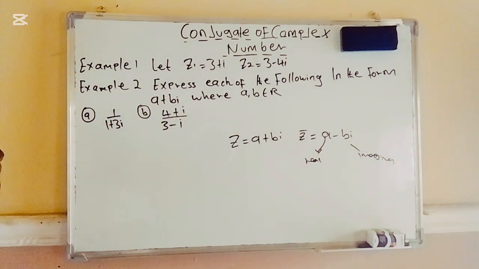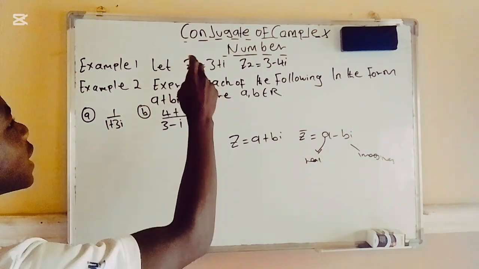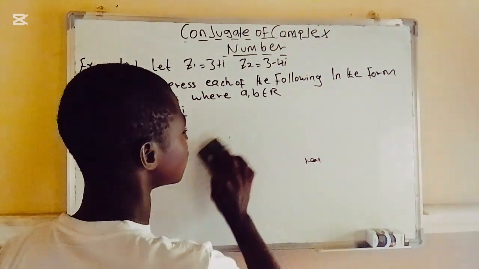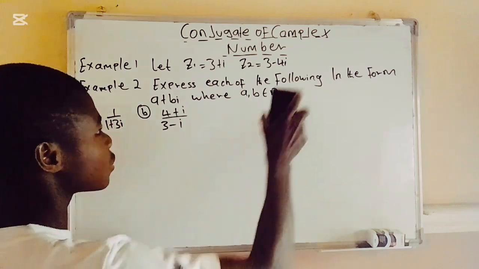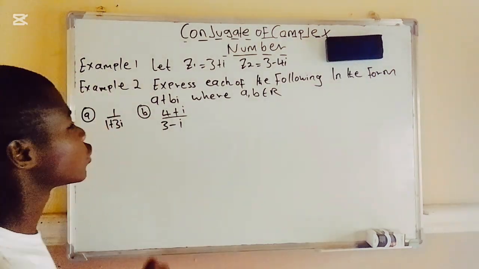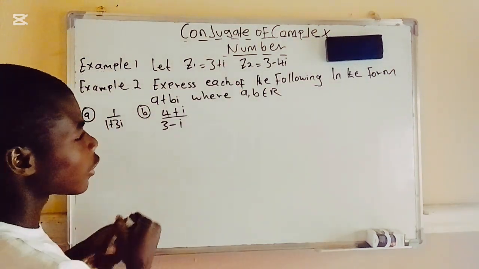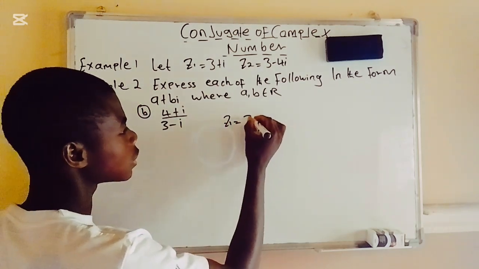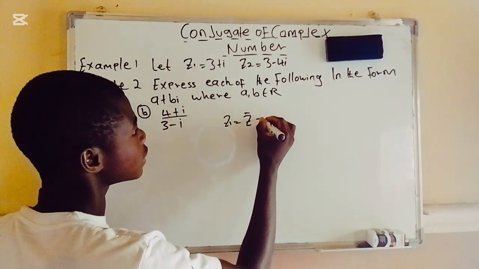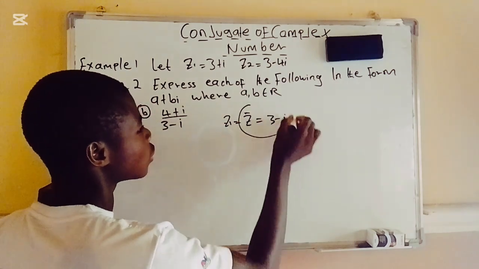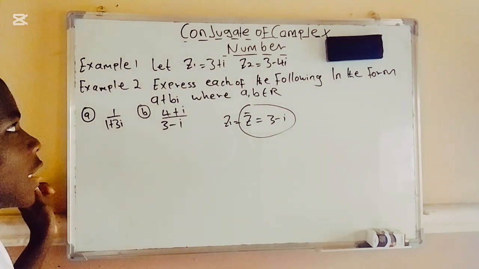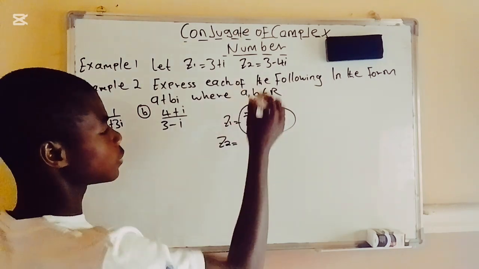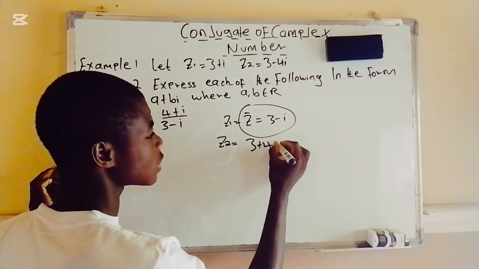So first we are given example 1 and example 2. Let z1 equal 3 plus i, and z2 equal 3 minus 4i. What will be the conjugate of z1 and z2? The conjugate of z1 will be equal to 3 minus i. So this is the conjugate of z1. And therefore the conjugate of z2 will be equal to 3 plus 4i.